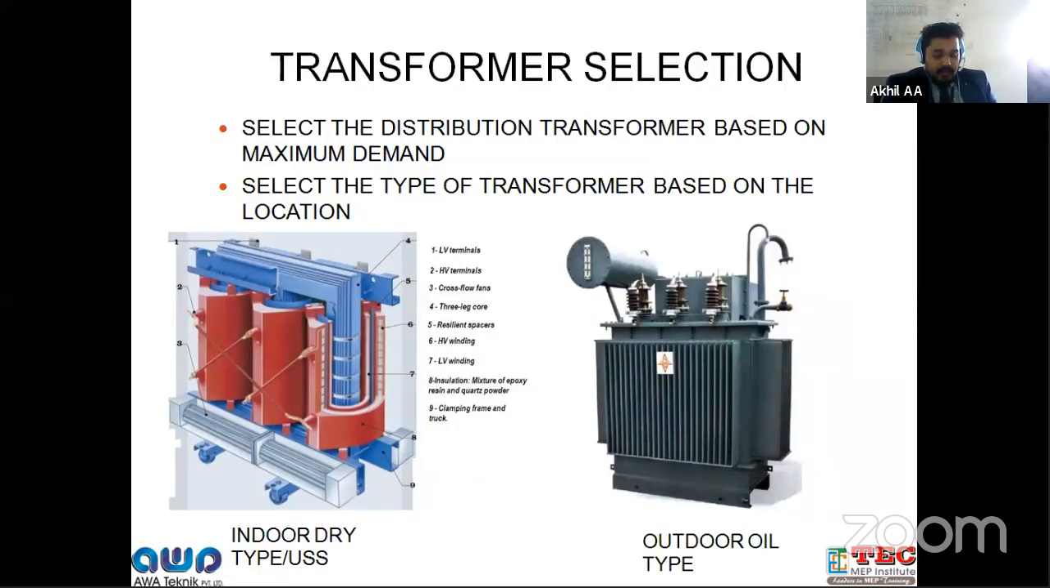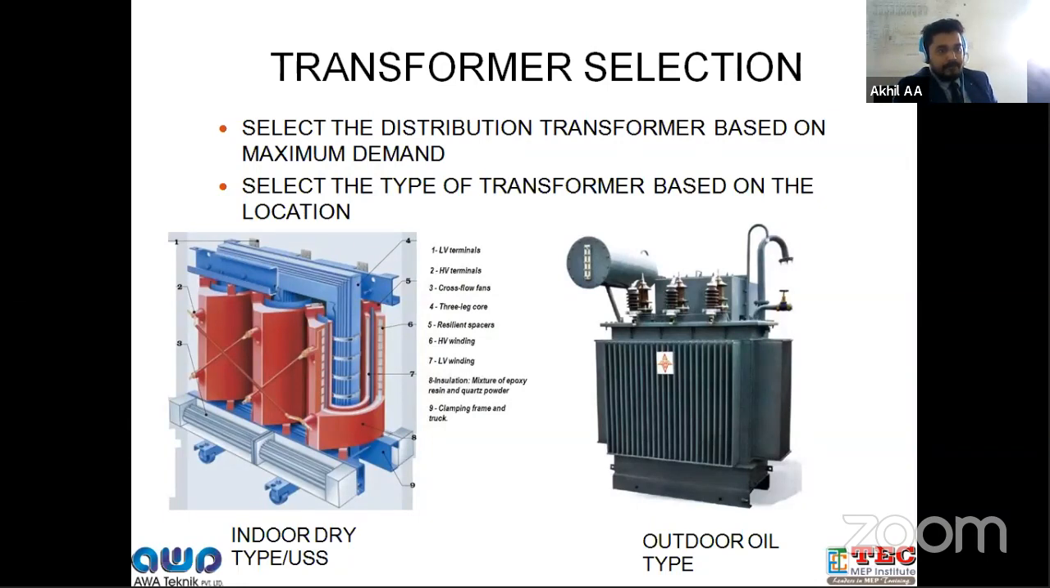Okay, the transformer selection. As I said before, you have to select the transformer based on the maximum demand, not on the connected load. You know the calculation of maximum demand: total connected load into demand factor, or total connected load divided by diversity factor. And you have to select the type of transformer also. If government is restricting, you can use only indoor type. Then you have to select the indoor type transformer, or USS, unitized substation. If it is an industrial project and outdoor transformer is permissible, you can use the outdoor transformer. For using an outdoor transformer, you have to follow certain procedures.